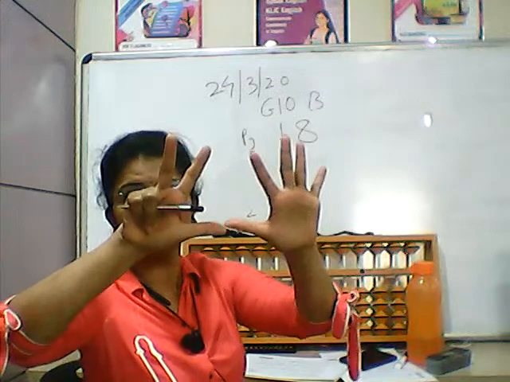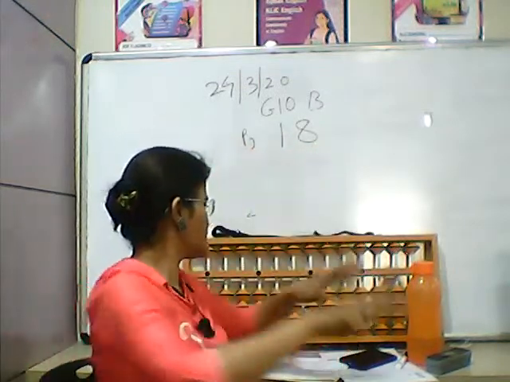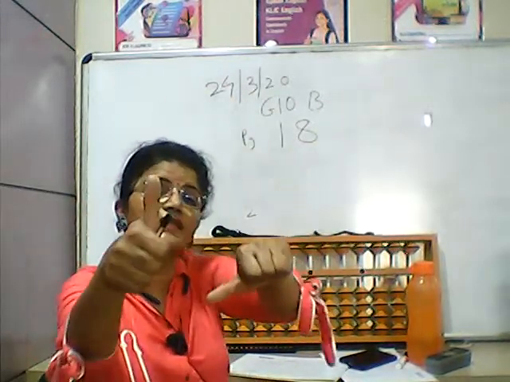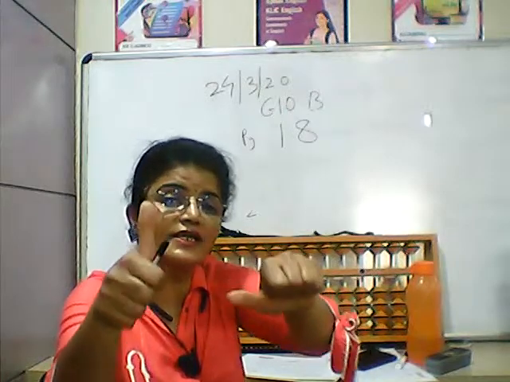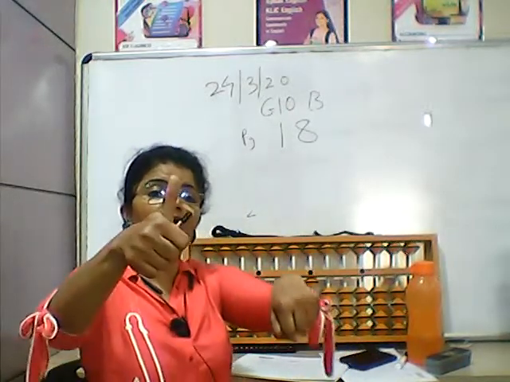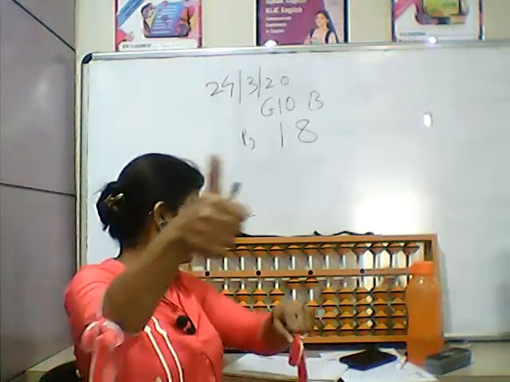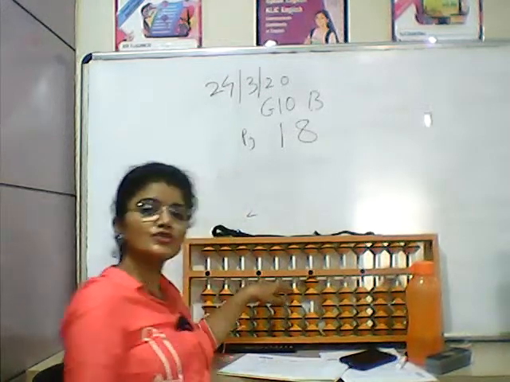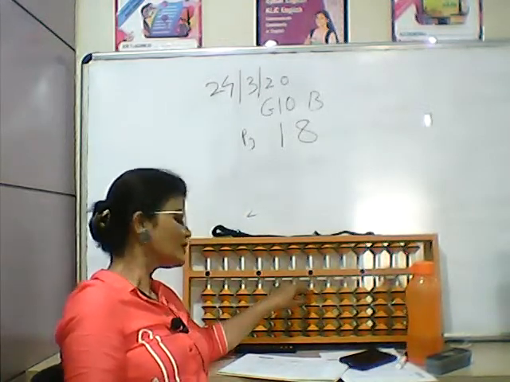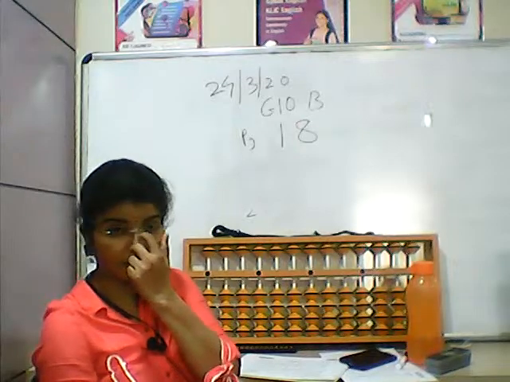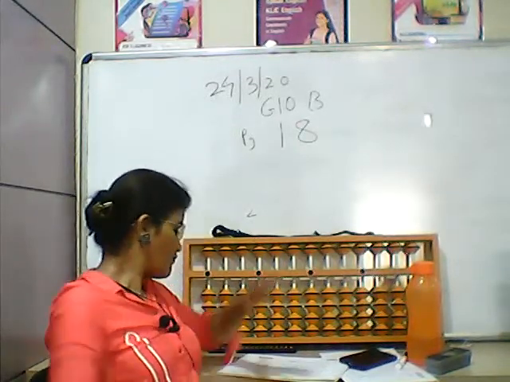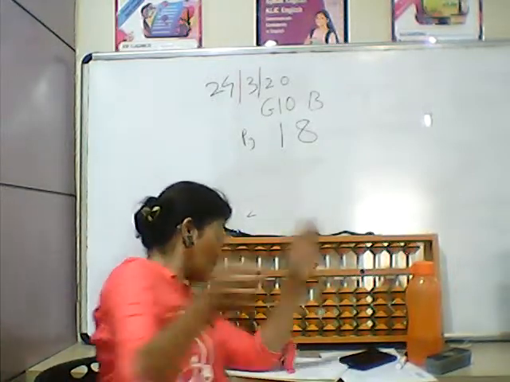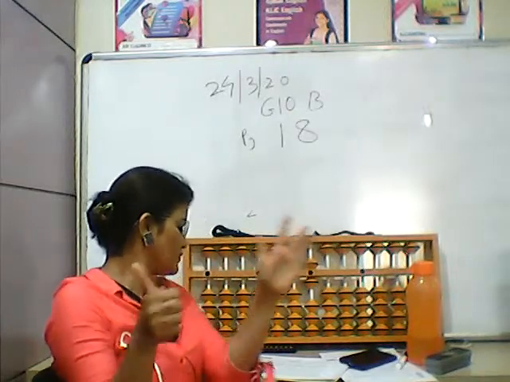Minus 2 plus 10. Minus 9. Minus 10 plus 1. The answer is 2. Sum number 8. 6. 5 and 4, 5 and 1, close action.